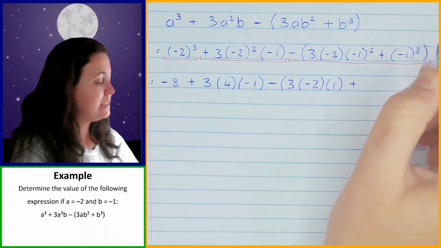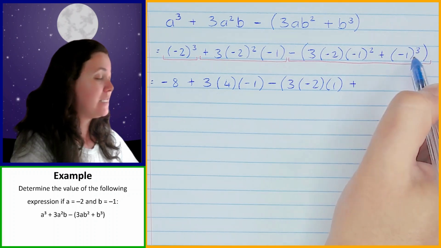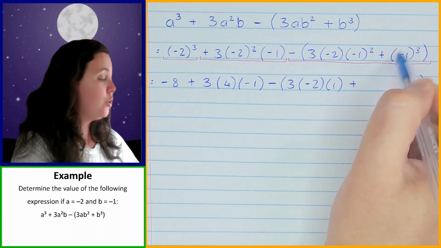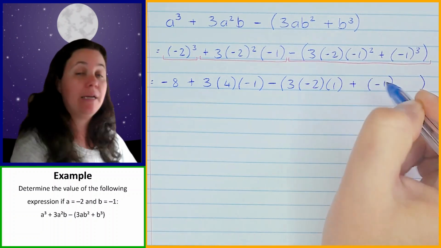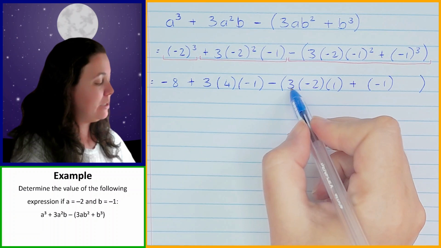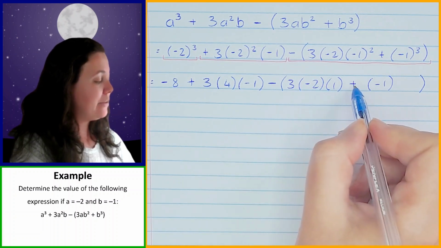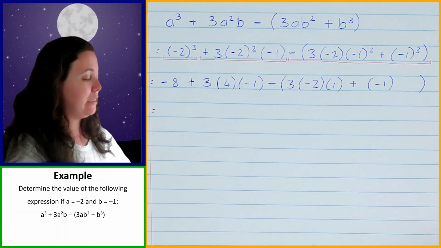Then over here, I've got plus, then -1 cubed. Now this is another term inside the brackets here. I'm going to do the cubing over here. -1 cubed is -1. Remember, when you have a negative being cubed, then it stays negative. Okay, so inside the brackets over here, I've got 3 times -2 times 1, and then plus -1.